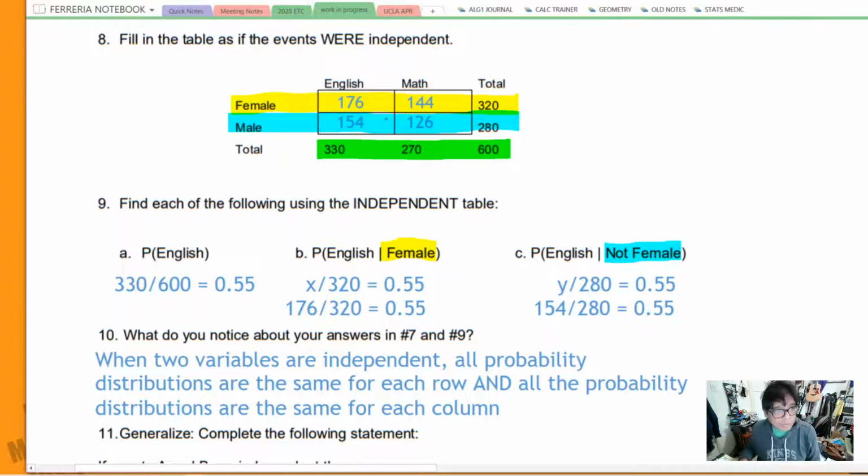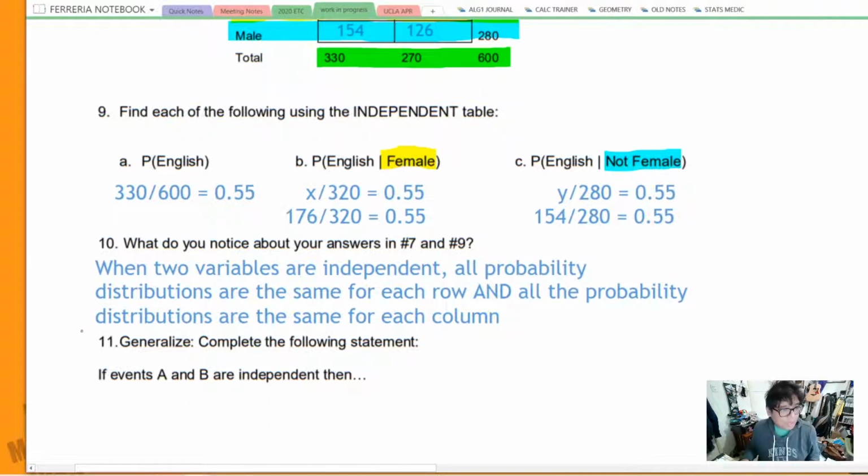But it also works for the columns. So you'll notice that 176 divided by 330, that's going to be about 0.53. Also, 144 divided by 270, that's about equal to 0.53. And finally, 320 divided by 600, that's also equal to 0.53. So it doesn't matter if you're looking at a conditional probability for a row, or if you're looking at a marginal distribution, those will all be the same.